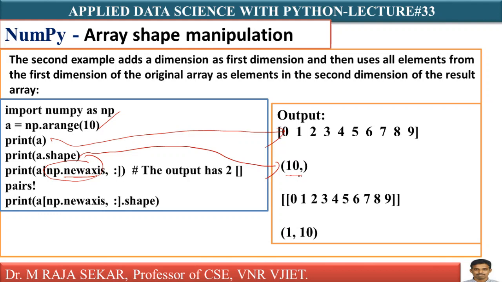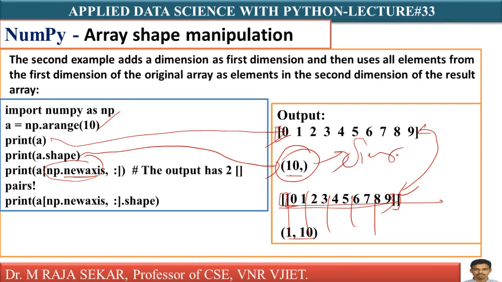The original shape is 10. Now it is 1 comma 10. Why? Because this is 1 row, 10 columns. Just observe the difference between these two outputs. Here you have only 1 square bracket, but here we have 2 square brackets. What does it mean? How many rows? 1 row. And how many columns? 10 columns. In the previous case, you have only 1 dimension, a single dimensional array. This is a 2 dimensional array. Just try to understand.